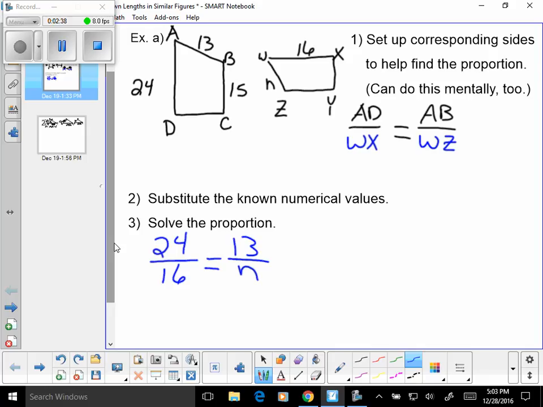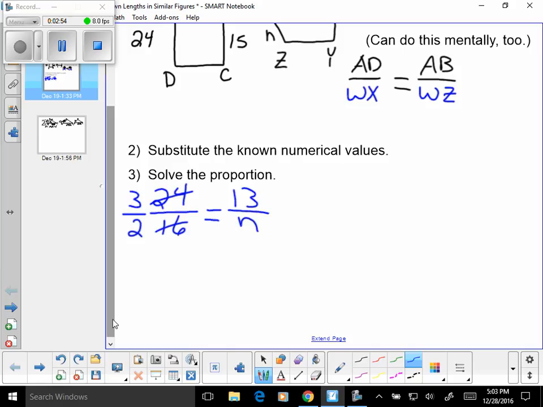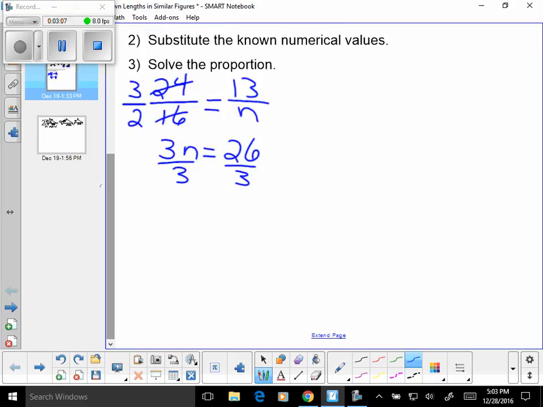Now again, you're probably wisest to reduce that 24 over 16. So I can take an 8 out of both of them. The numerator becomes 3, the denominator becomes 2. Now I use my cross products. 3 times n is 3n, and 2 times 13 is 26. I'm going to divide both sides by 3 because 3n equals 26 is a one-step multiplication equation.